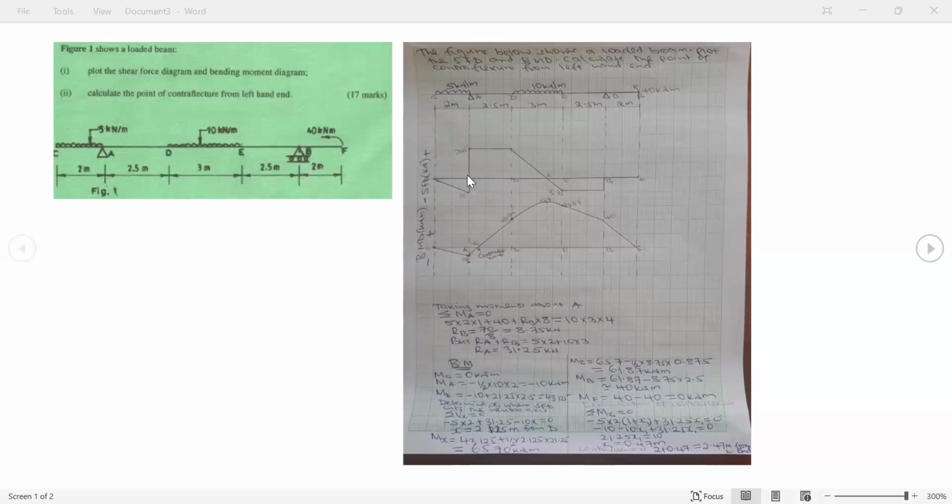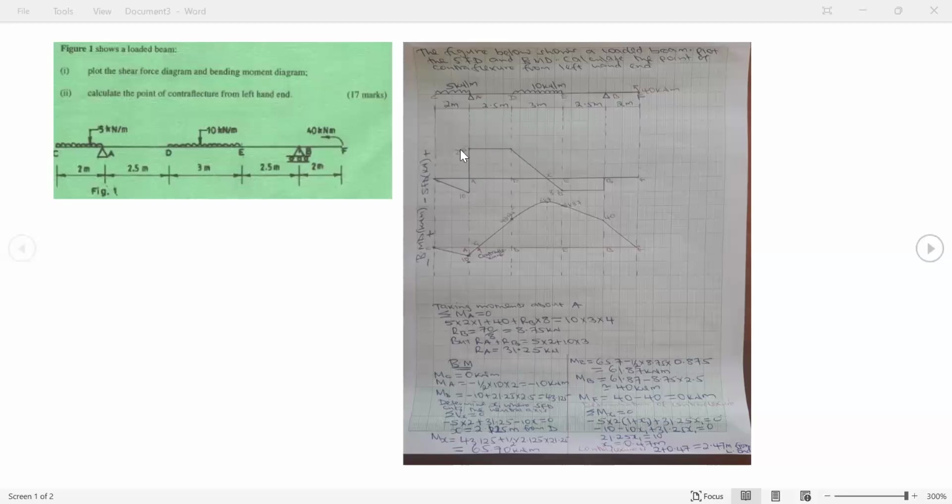And then when I arrive at A, I have a reaction of 31.25. Since this reaction is acting upward, it is plus. So it will be minus 10 plus 31.25, which will be positive 21.25. Looking at it, you see it is on the upper side of the zero line, meaning it's positive.